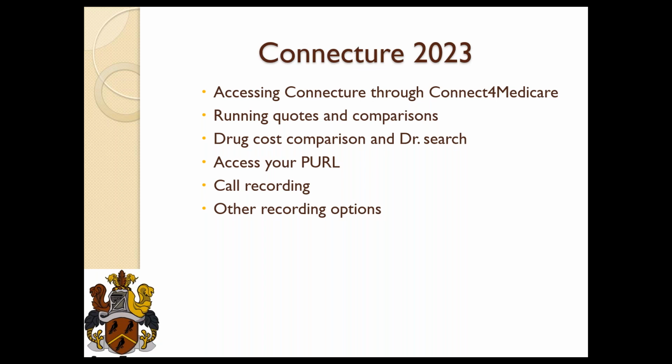So for Connecture, we'll talk about how to access it in the first place through Connect for Medicare. Connect for Medicare is a site that houses all three platforms, Connecture, Sunfire, and Medicare bot. You can run, obviously, quotes and do plan comparisons on Connecture. We will go through that today. I'll show you, you can run drug costs just like you can on the CMS Plan Finder. So you can run drug costs and see how much it costs for each Advantage plan or PDP. You can do doctor searches.